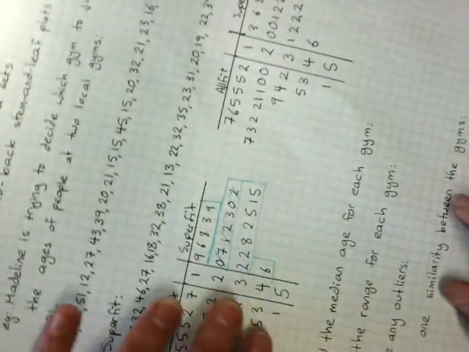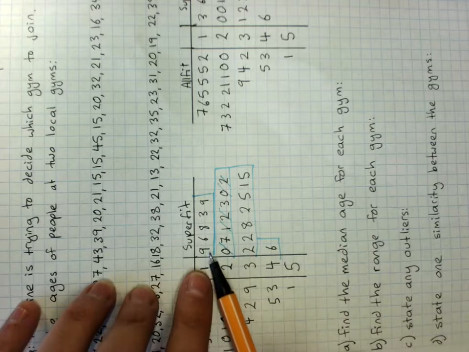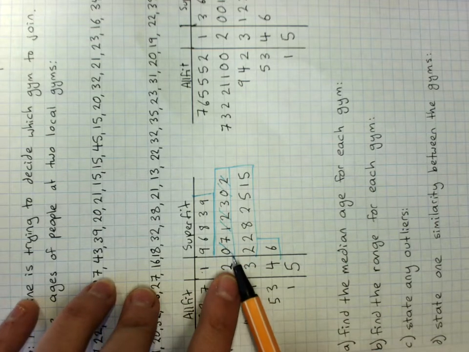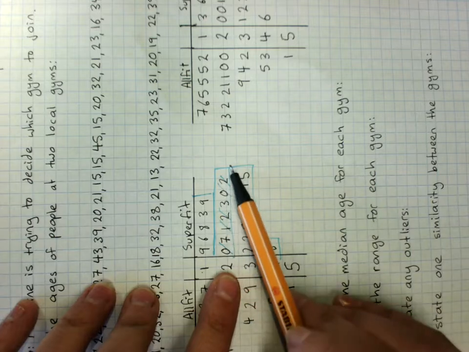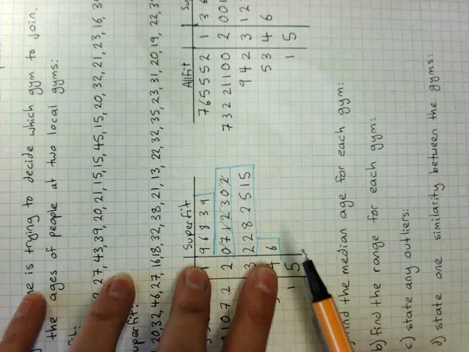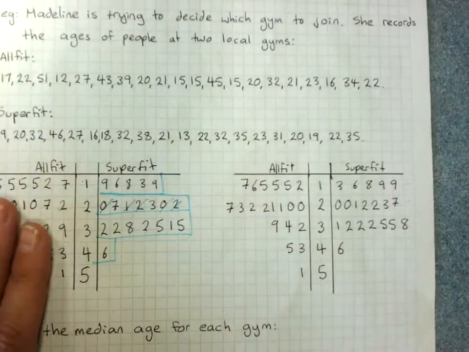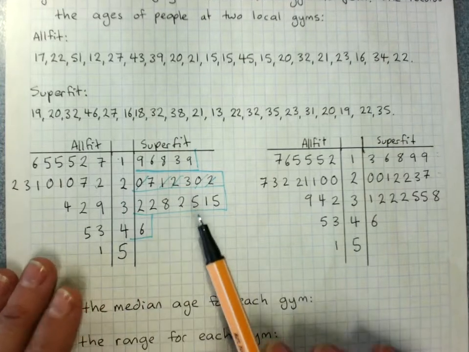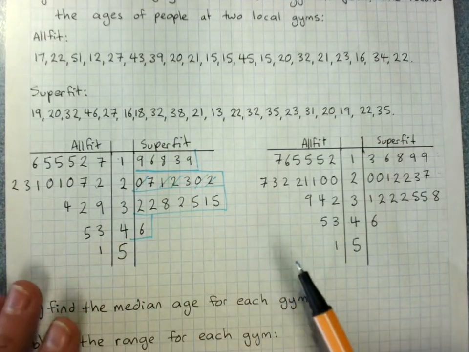Whereas if I turned it this way, I've got 5 people in their teens. I've got 7 people in their 20s, 7 people in their 30s, 1 person in their 40s. So it's kind of cute the way it makes a graph that we can read. It shows us where the groups of ages are most likely to be clustered.